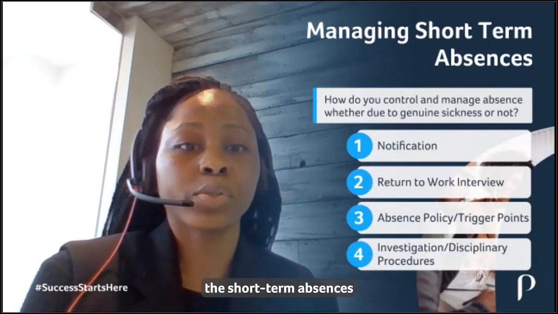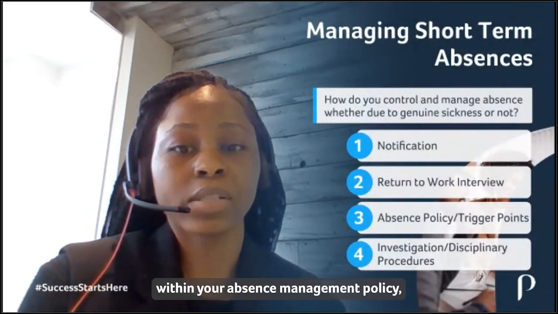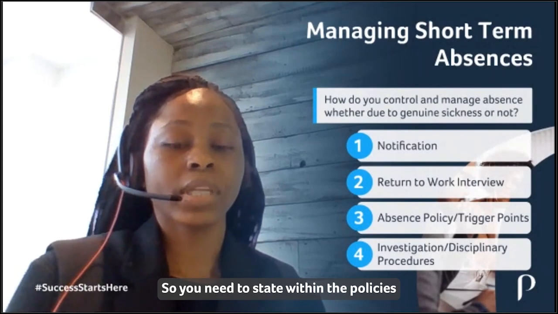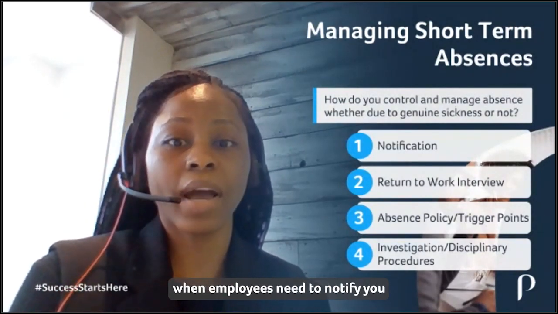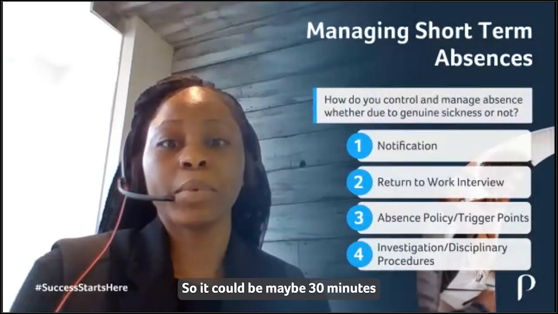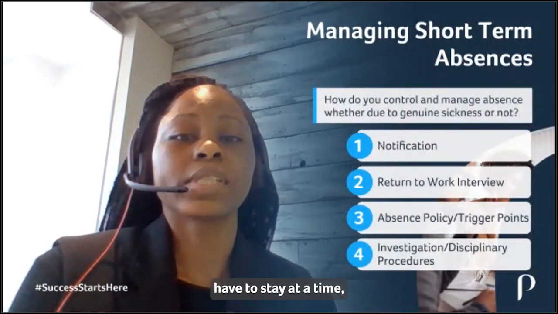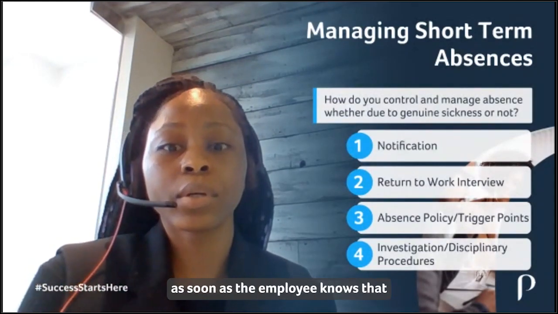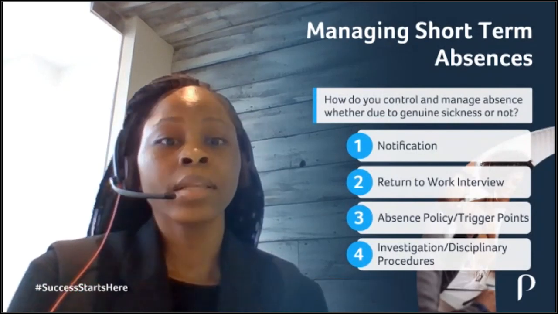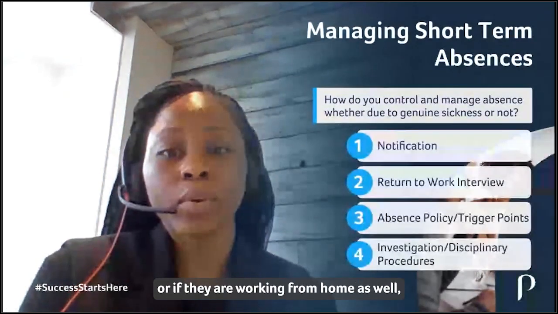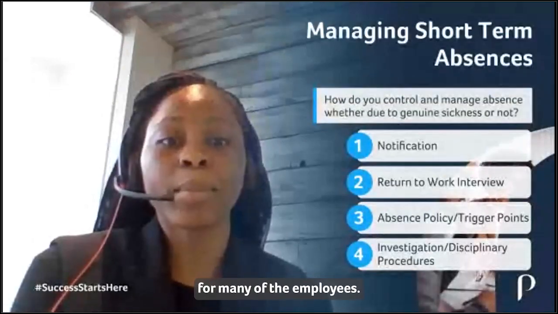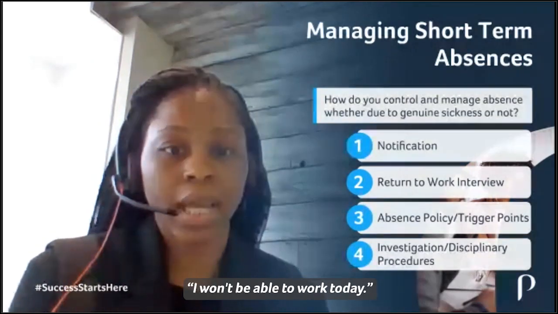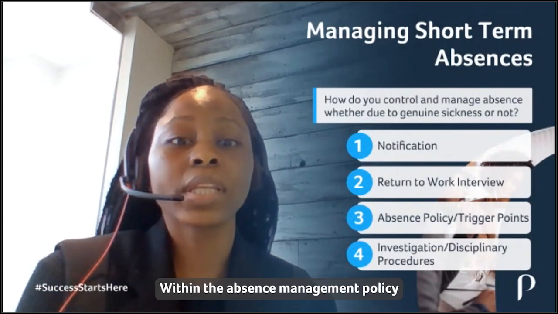So when it comes to controlling the short-term absences, within your absence management policy, you should have a method of notification. So you need to state within the policies when employees need to notify you if they're going to be absent. So it could be maybe 30 minutes before the shift. You don't necessarily have to state a time, but you could also say maybe as soon as possible. As soon as the employee knows that they're unable to attend the workplace, they have to let you know. Or if they are working from home as well, which has been the case for many of the employees, they will have to let you know that I won't be able to work today. They should be within the absence management policy.